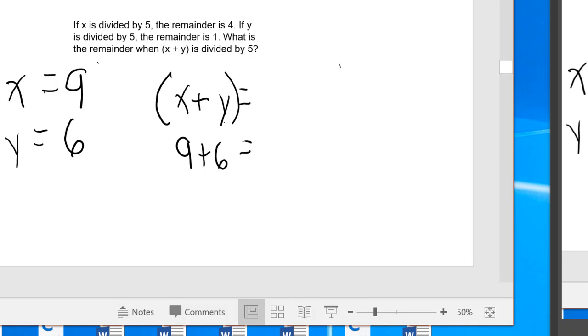If I add 9 and 6, I get 15. Well, what's the remainder when it's divided by 5? 15 divided by 5 is what? 3. Okay. So what's the remainder? Is there a remainder? No. Okay, so we'll just put, what's the remainder? It's going to be 0. Okay?